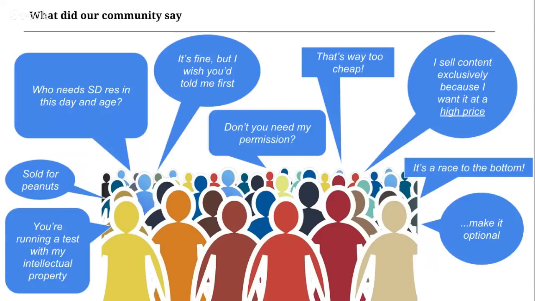Another thing we heard was concern about the price point. A lot of people were very unhappy to see the $15 price point because they felt like it cheapened their work, or they said things to us like, I'm on Pond5 because I can set my own price and I want to set it nice and high. So they felt like we were undermining their premium pricing by offering a $15 version. And there were a few that came to us and said things like, it's a race to the bottom. It's the beginning of the end.